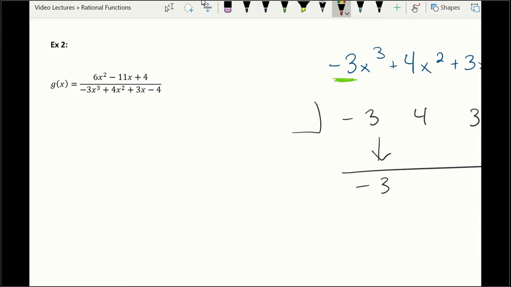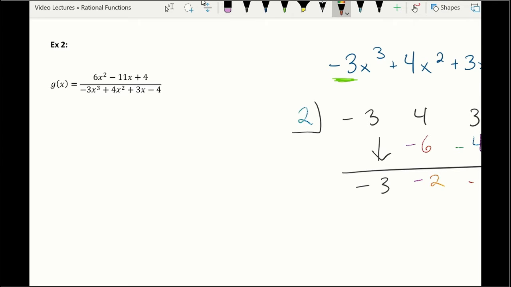So my normal suggestion is to start with something from the middle of your integers. So let's say 2 or negative 2. I'm going to just go ahead and try 2. 2 times negative 3 is negative 6. Adding down, that gives us negative 2, which gives negative 4, negative 1, negative 2, negative 6. So 2 didn't work.